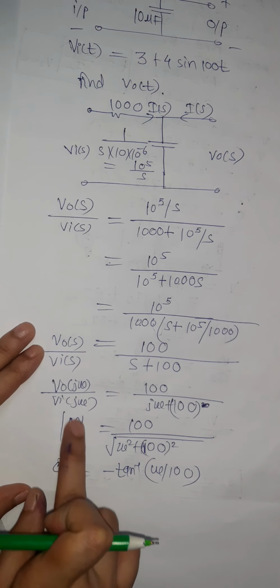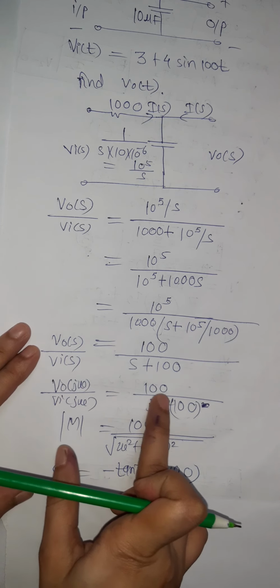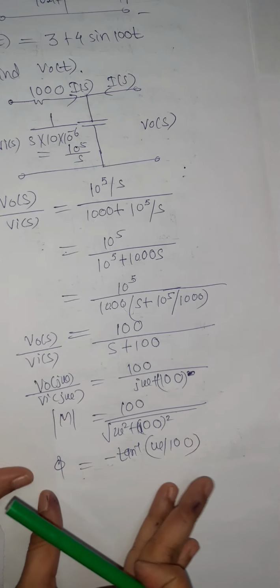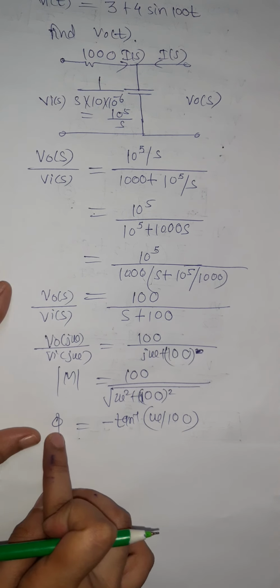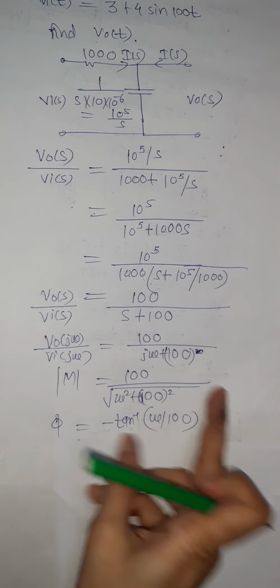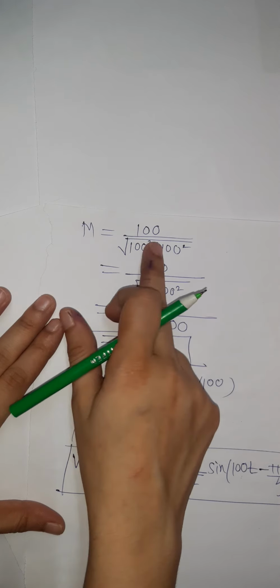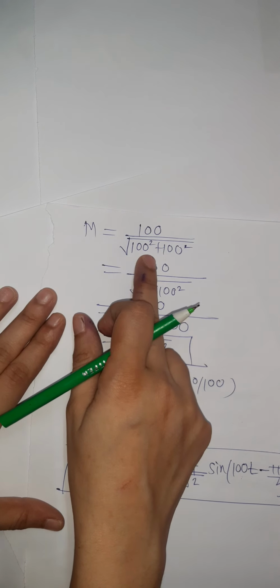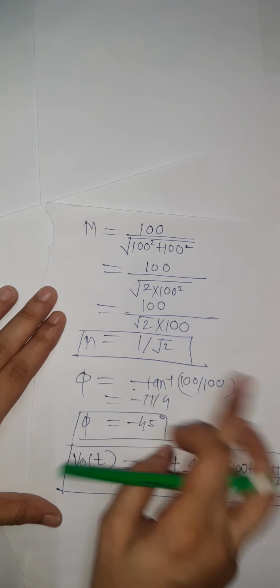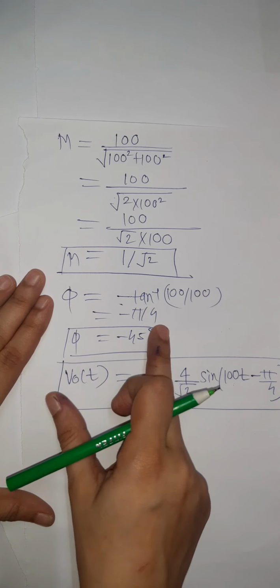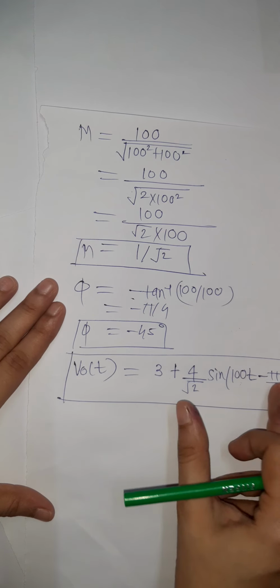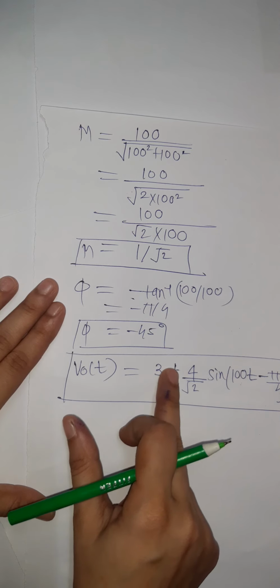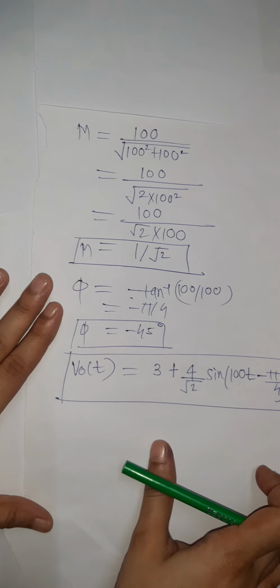Then put s equal to j omega, then 100 divided by j omega plus 100. The magnitude is equal to 100 divided by the square root of omega square plus 100 square, and the phase is minus tan inverse of omega by 100. If I put omega equal to 100, then m is equal to 1 upon root 2 and the phase is minus pi by 4, that is minus 45 degree. Then just multiply the magnitude and add this phase. V naught is equal to 3 plus 4 by root 2 sine of 100t minus pi by 4.